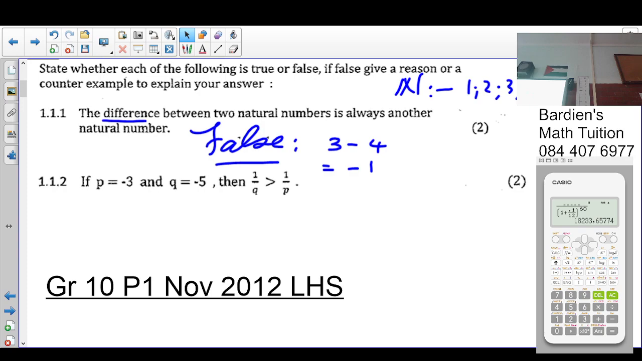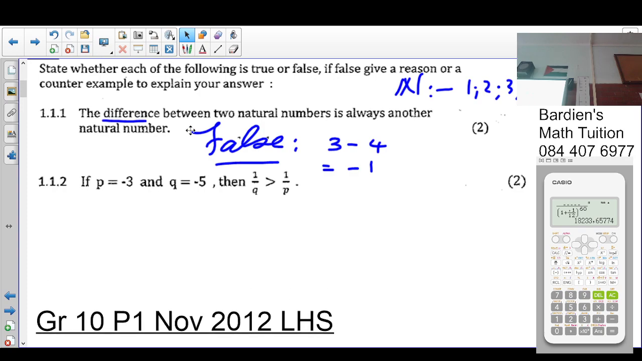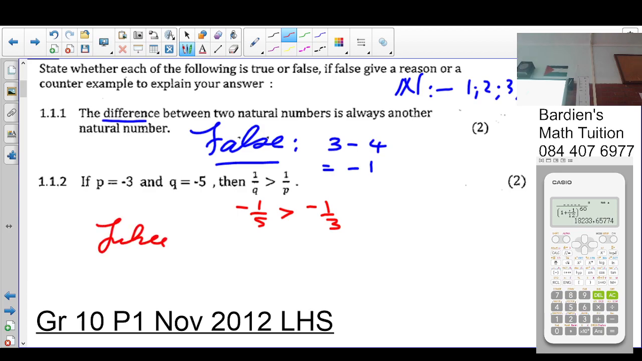In 1.1.2, they say P is equal to negative 3 and Q is equal to negative 5. Then 1 over Q, let's check. So it's going to be negative 1 over 5 is larger than negative 1 over 3. Is that true? Okay, so you say again it's false. So there's a counter argument.